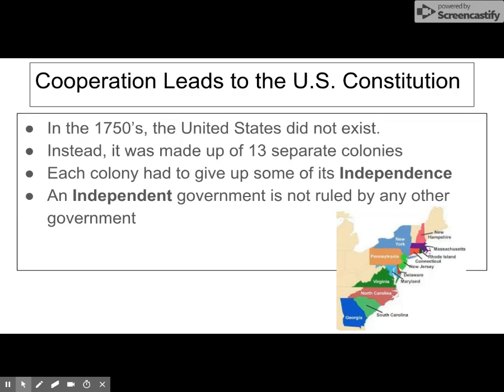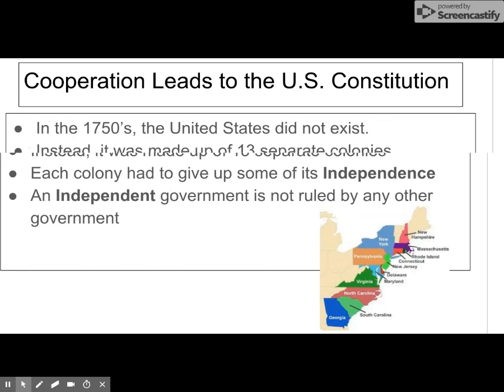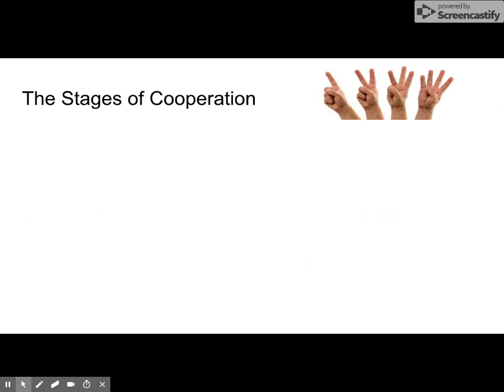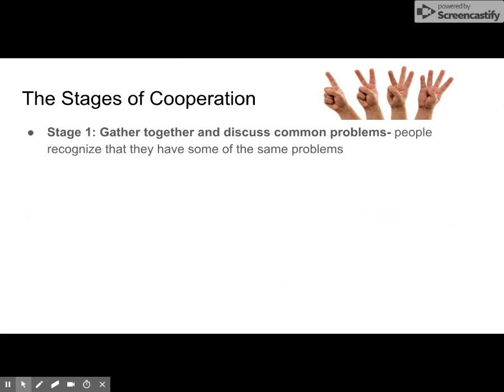People and groups of people who do not like to give up their independence only do it gradually, step by step. So we're going to talk about the 4 stages that often lead to full cooperation. The stages of cooperation. Follow along. Stage 1. Gather together and discuss common problems.